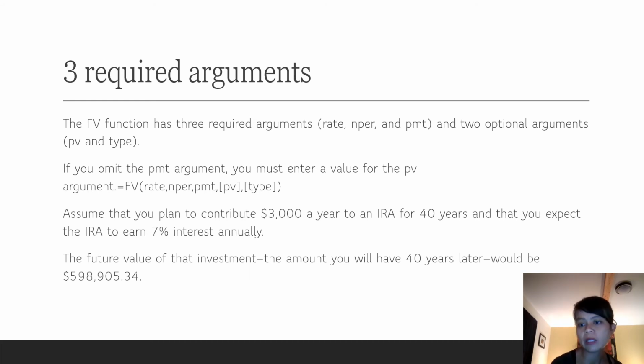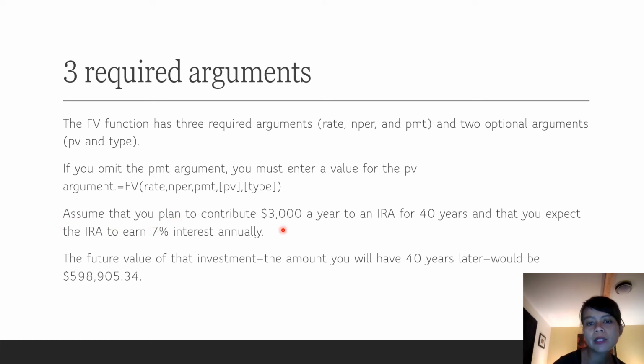Okay, there are three required arguments. The FV function has 3 required: the rate, NPER, and payment, and 2 optional arguments, present value and type. If you omit the PMT argument, you must enter a value for the PV. So for example here, FV, future value, the rate, NPER, and payment, PV, and type. So if you don't have the PMT, you must have PV, present value.